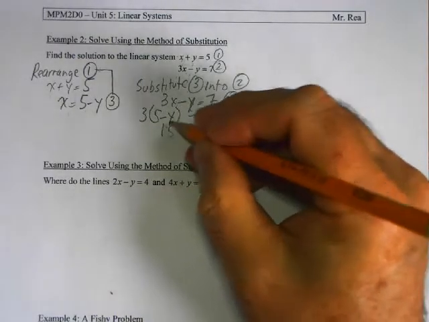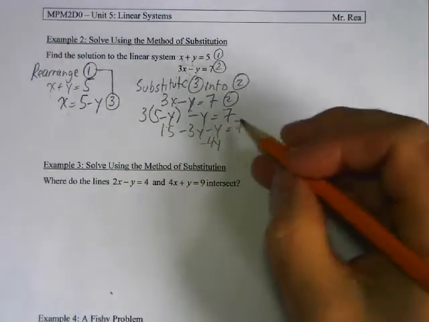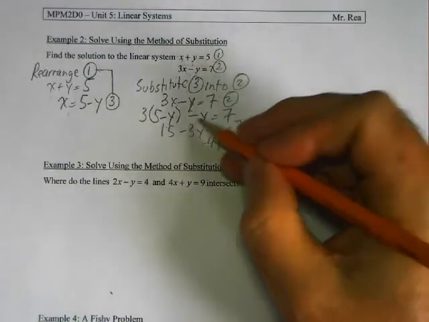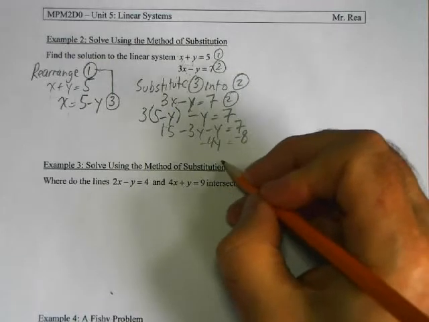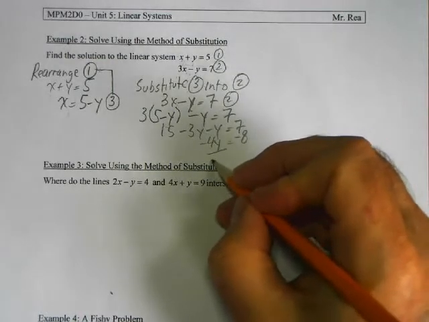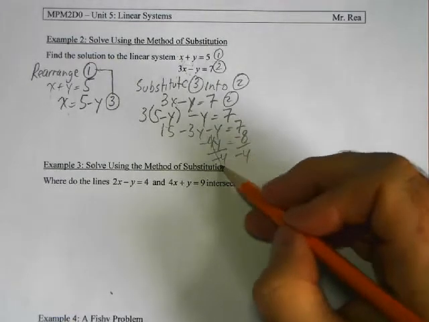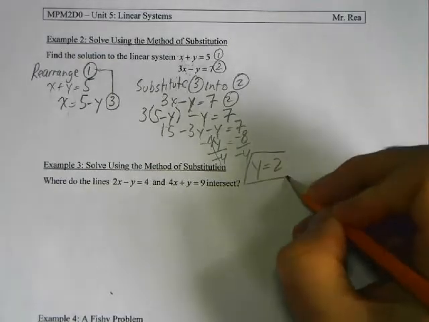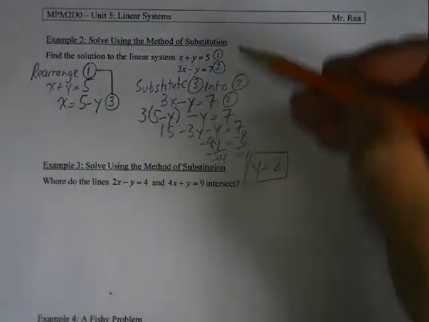So I'm going to subtract the 15 from both sides, and I'm going to combine the y's. So I get negative 4y equals 7 minus 15 is negative 8. And then when I divide both of those by negative 4, kind of running out of room here, those cancel, I get y equals 2. Okay, there's our first big accomplishment. We've actually got the y coordinate of where these two lines meet.